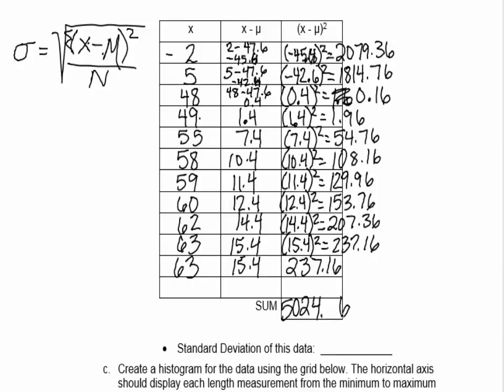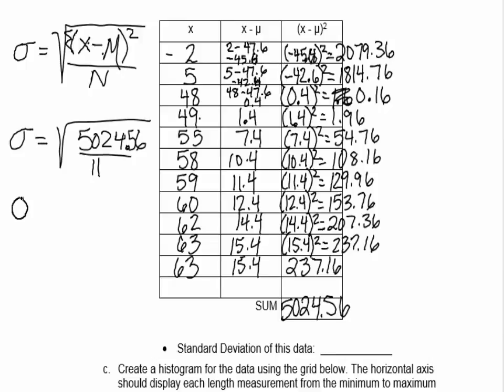So here's where we are in the formula. We have this whole numerator now because we've taken the sum of all of our squares, right? So we've got the numerator, 5,024.56. We need to divide that by what? What's the N stand for? 11. Why 11? Because there's 11 numbers. It's just like mean. We're going to divide it by how many there are.